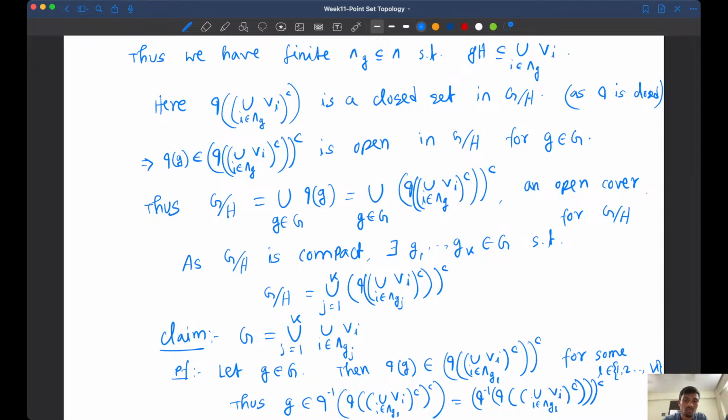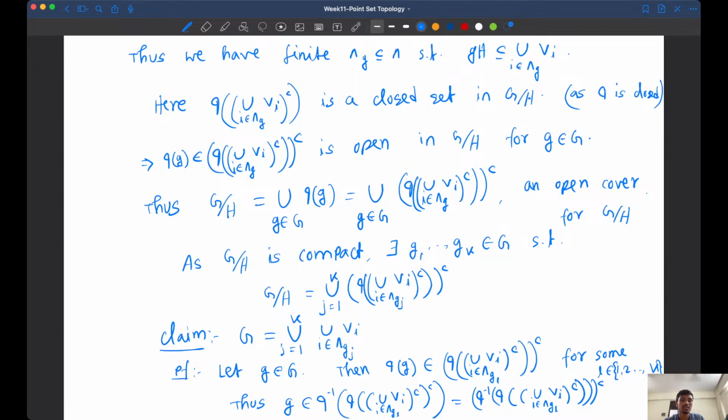Now I say that if you consider all the sets V_i, which come one from each of g1 through gk, and the other from lambda gi respectively, those are finitely many collections. For each j equal to 1 through k, you have lambda gj, which is a finite set, and you are considering the union over all those V_i. The claim is those sets will cover my G, and this is a finite subcover of the given cover.